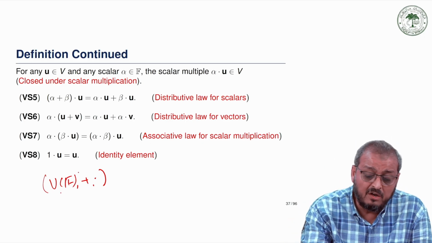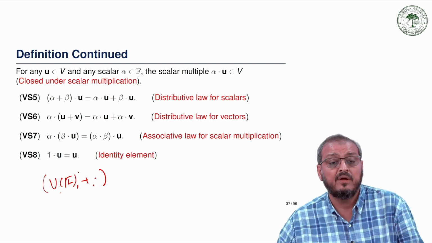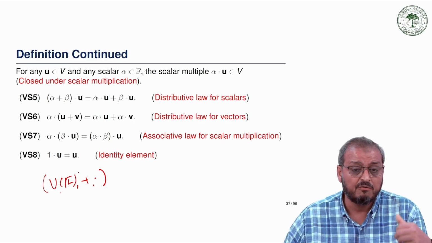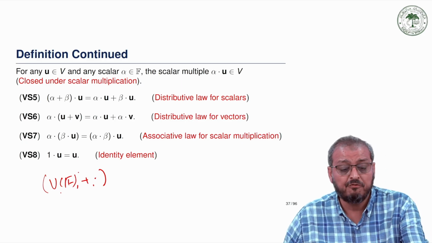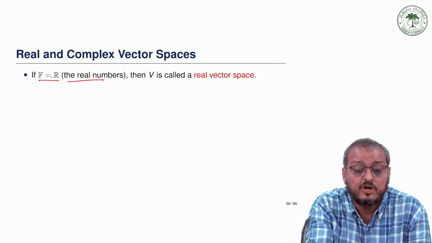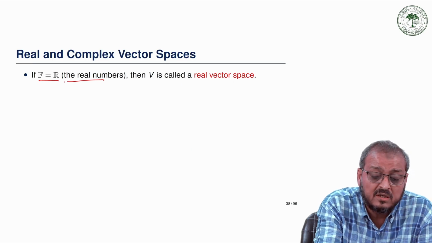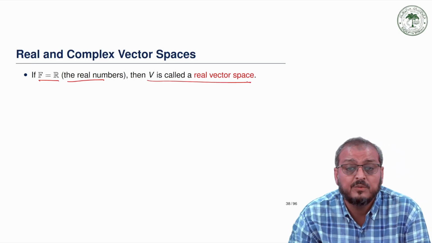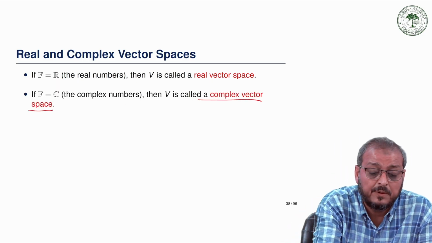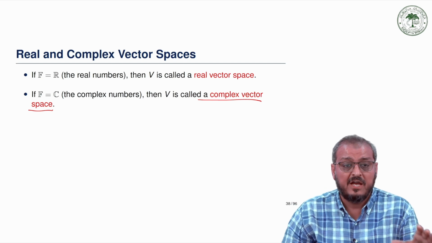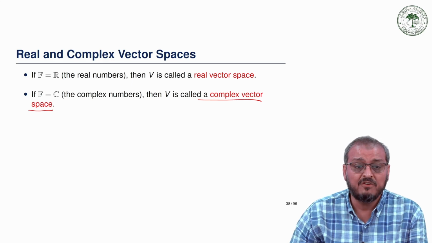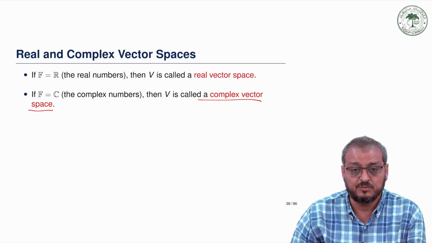Now, this is a vector space over a field. In this course the field is either the real numbers or the complex numbers. We already proved that the reals form a field. If F is equal to R, the real field, then the vector space is called a real vector space. And if we take the field as the complex numbers, then V is called a complex vector space.